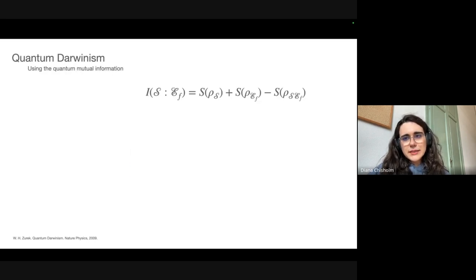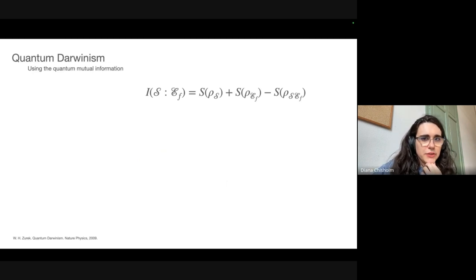So how does this work? As I said, there are two main frameworks and some variations of these two. One of the most famous ones is quantum Darwinism. And how do you, in quantum Darwinism, measure whether a system is objective or not? What you usually do is use a quantifier, which is the quantum mutual information between the system and an environmental fraction of size f.